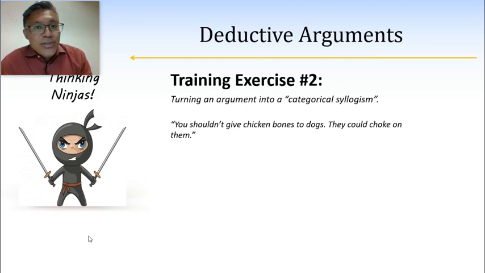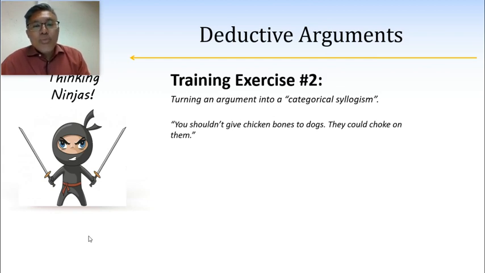What's the conclusion that they're asking us to draw first? Well, hopefully you recognize that they want us to believe we shouldn't give chicken bones to dogs. That's the conclusion. Well, why not? The reason they give us in the second sentence is that they could choke on them.